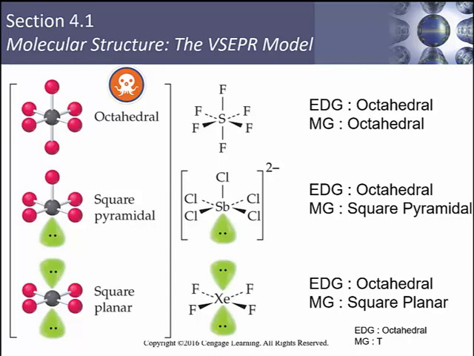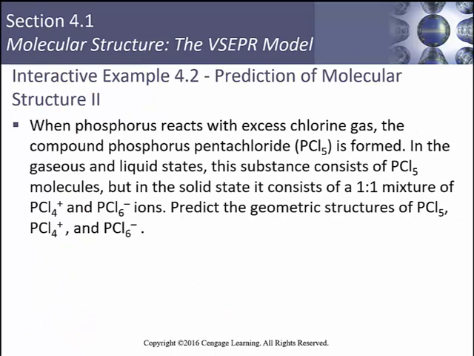If I take away a second one, I'm going to end up with a square planar shape. So I've got 6 total electron clouds, 4 of them are atoms, it'll be square planar. If I take away another one and I've got 3 electron clouds and 3 atoms, it's going to be a T shape. So let's do some examples.